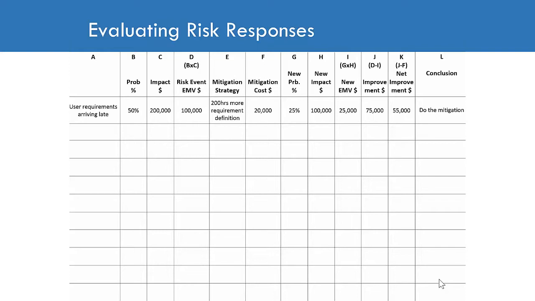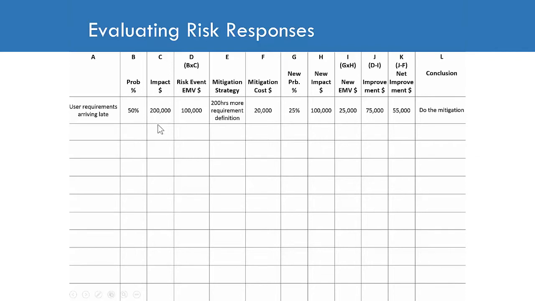So imagine that you have identified a risk, and the risk is that your user requirements might arrive late. And you and your team estimate there may be a 50% probability of this happening. This is fairly high, actually. Some of my corporate clients would say if the probability is 50% or higher, you should plan that it will happen. But in any case, you expect that impact, if it happens, is $200,000.